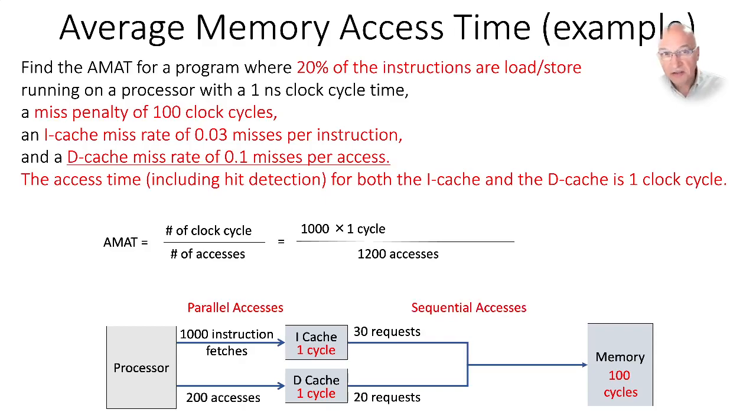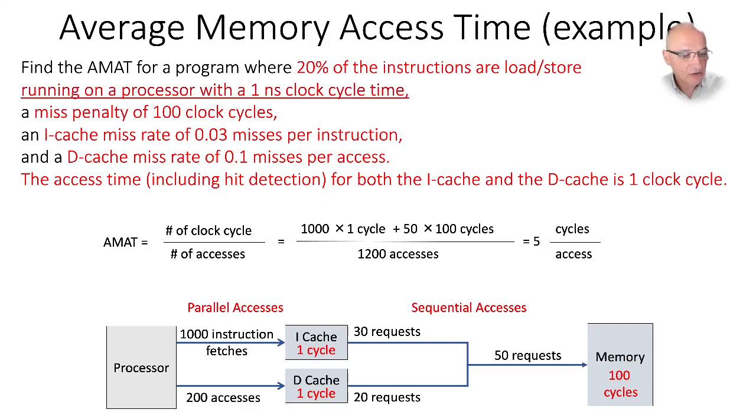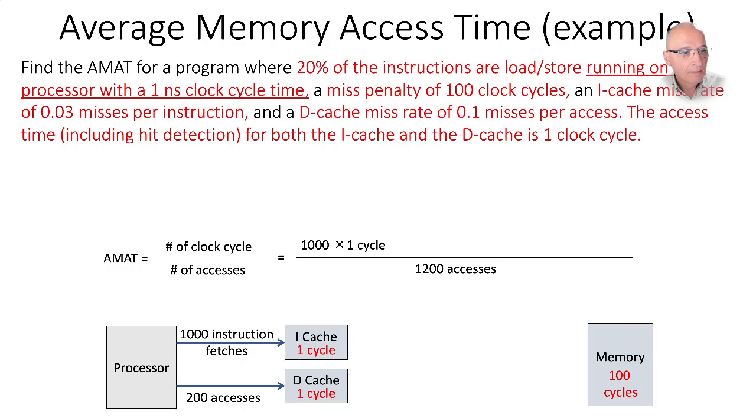So those accesses are sequential, so I need to count for both of them. So the total is 50 requests. So I have 50 times 100 cycles, and if I do the math correctly, that will be 5 cycles per access, or I could say that is 5 nanoseconds, because I have 1 nanosecond per cycle. Okay?